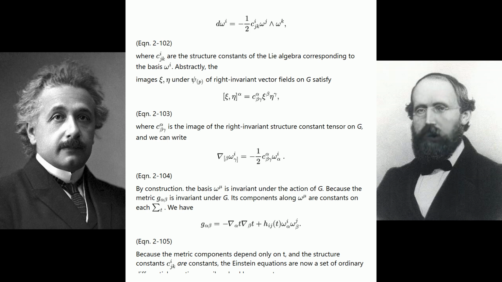See equation 2-104. By construction, the basis ω^μ is invariant under the action of G. Because the metric g_αβ is invariant under G, its components along ω^μ are constants on each Σ_t. We have, see equation 2-105. Because the metric components depend only on t, and the structure constants c_jk^i are constants, the Einstein equations are now a set of ordinary differential equations, easily solved by computer.